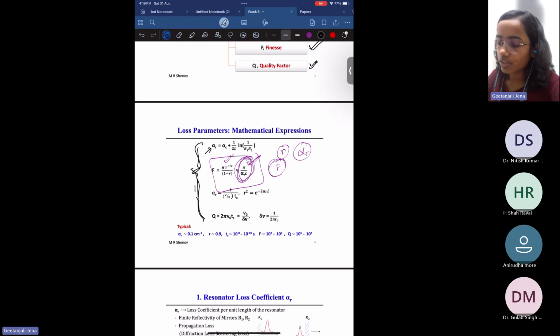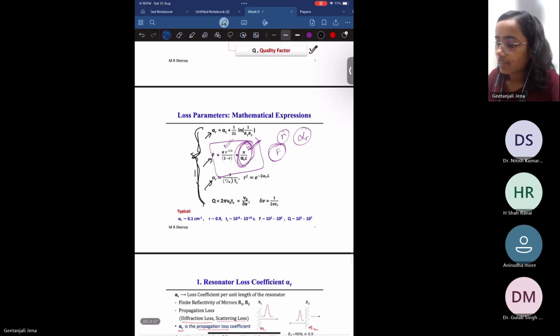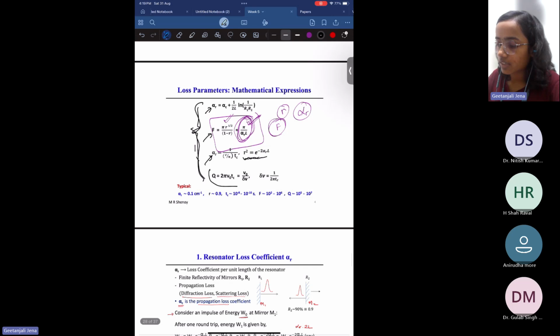So there is the resonator loss coefficient, and the fineness, which is also related to the resonator loss coefficient. Then there is the relation between the cavity lifetime and the resonator loss coefficient, and this is the approximation we make whenever R squared lies between 0.9 and 1. And this is the quality factor and delta nu relation. We'll go through this.